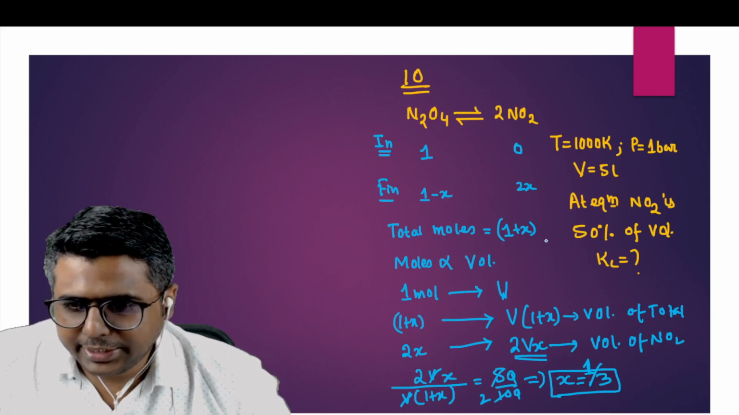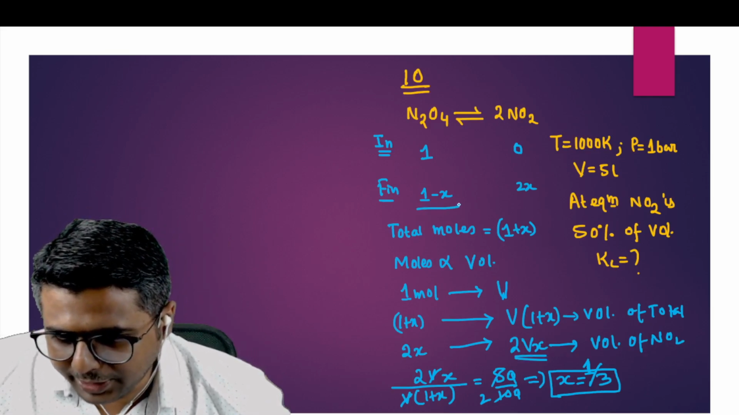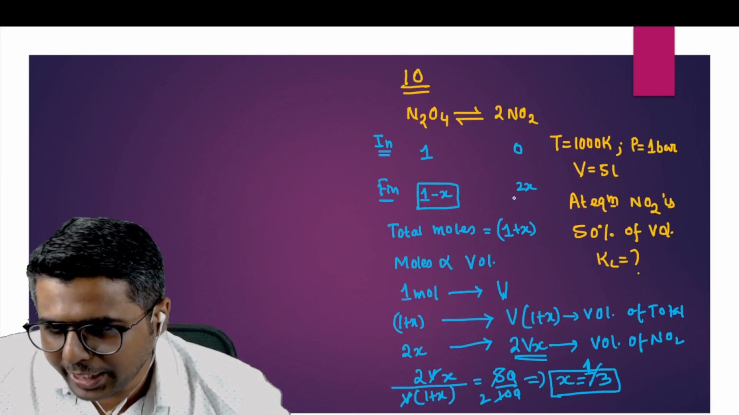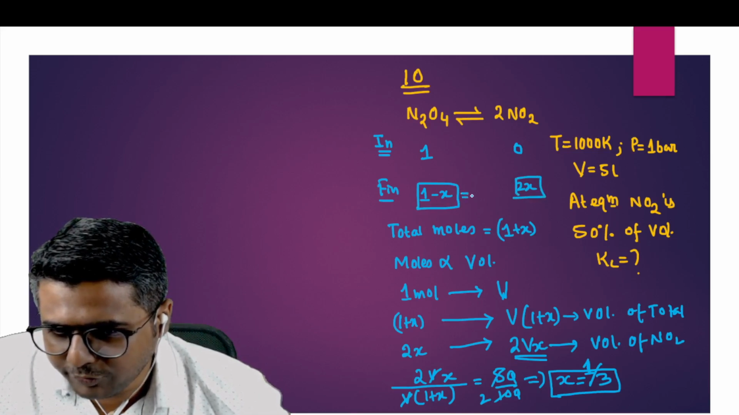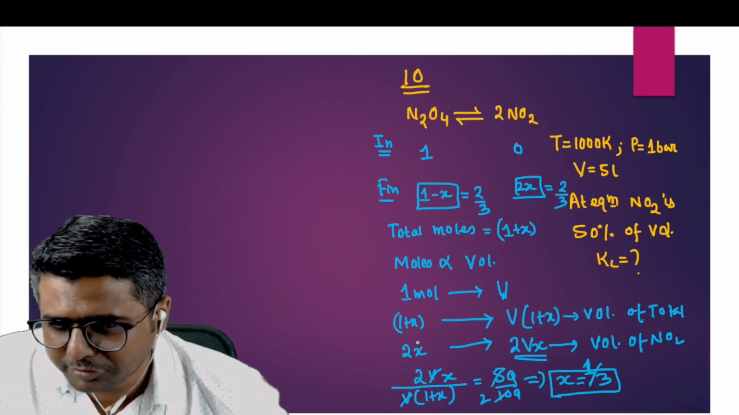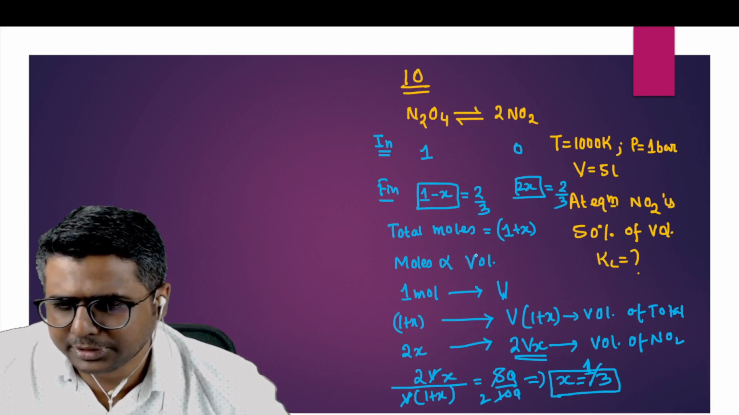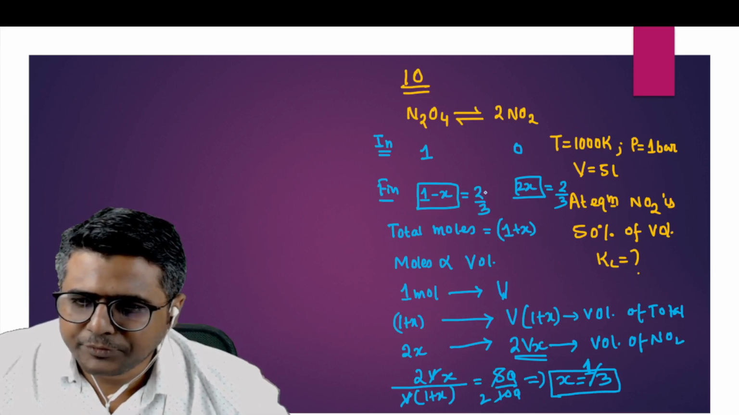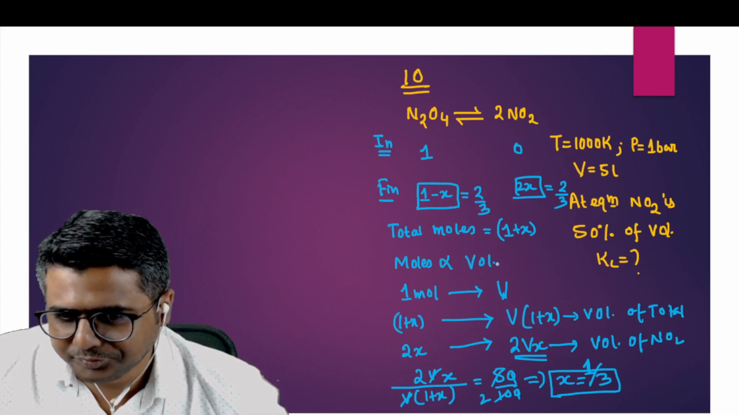So once we get x is 1 by 3, I can find out the number of moles of N2O4 and NO2. N2O4 is 2 by 3 and NO2 is 2 into 1 by 3, that is 2 by 3. Very good. It has to be, because this is 50% of the total. So both are 2 by 3.